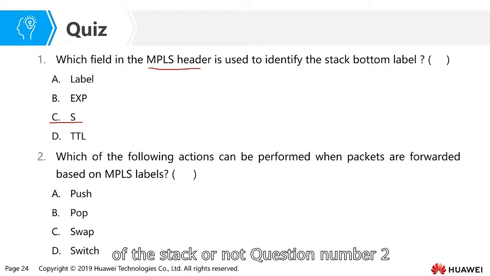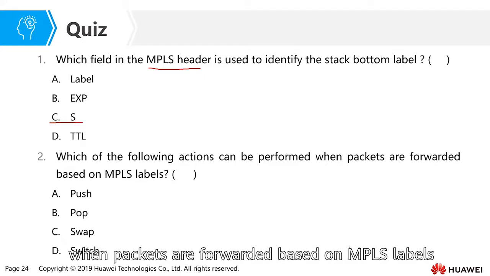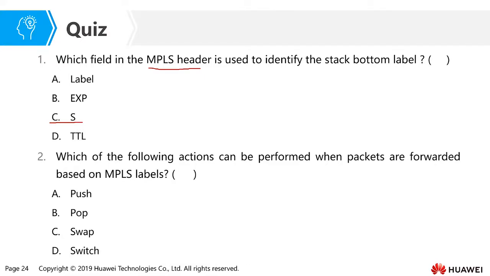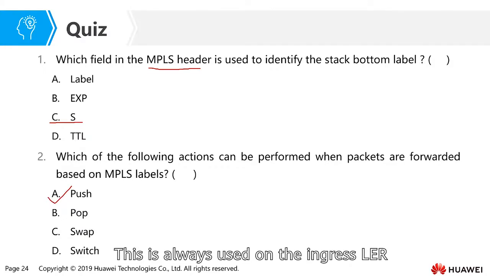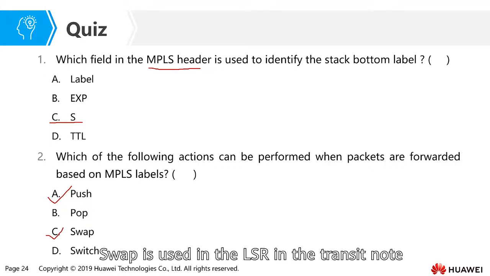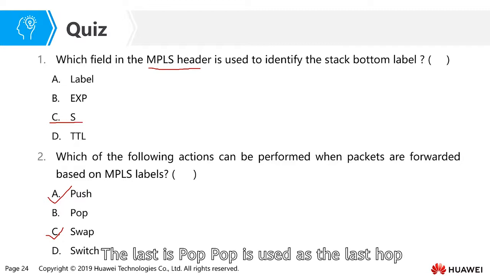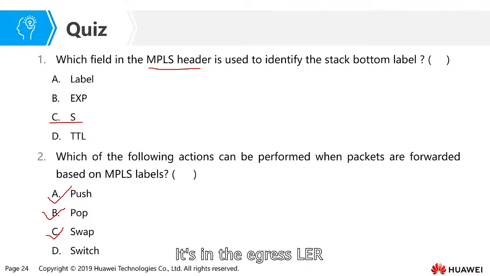Question number 2. Which of the following actions can be performed when packets are forwarded based on MPLS labels? There are 3 actions. First is push. This is always used on the ingress LER. Second is swap. Swap is used in the LSR, the transit node. The last is pop. Pop is used at the last hop, the egress LER. We will remove the MPLS header and then use the traditional IP forwarding. So finally, A, B, C, all 3 options.